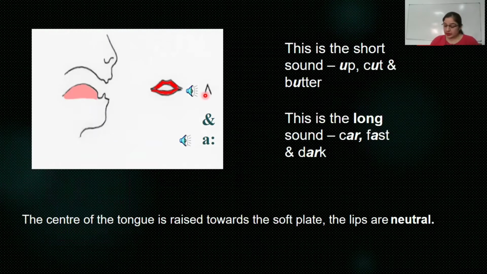This sound is a very short sound again. Up, cut, butter, sun. Here, the tongue position is central. This is the long sound: car, fast, dark. The center of the tongue is raised towards the soft palate and the lips are neutral in both the sounds.